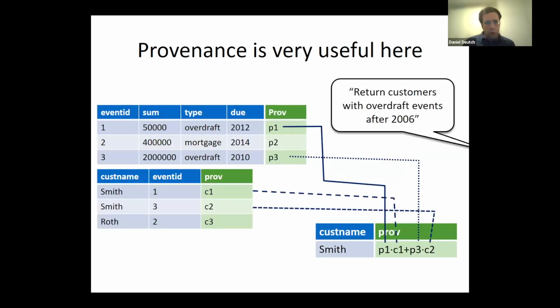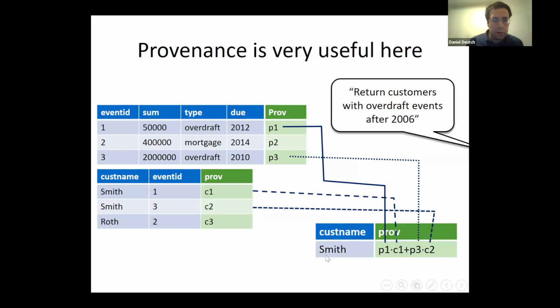And in the joint work that I will briefly talk about, we looked at computational aspects. Namely, we have identified, first of all, that provenance is very useful here. So just a recap on what provenance is, although I'm sure that in this room this is not necessary. We have a database and we have a query, say, return all customers with overdraft events after 2006 or something like that. And we want to know why we got a particular result.